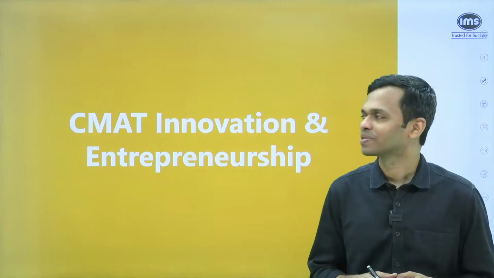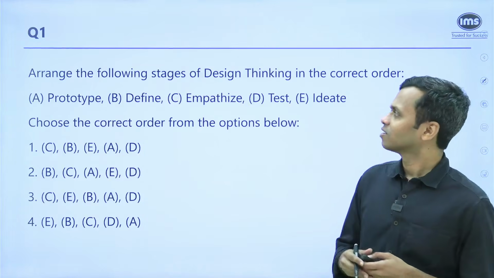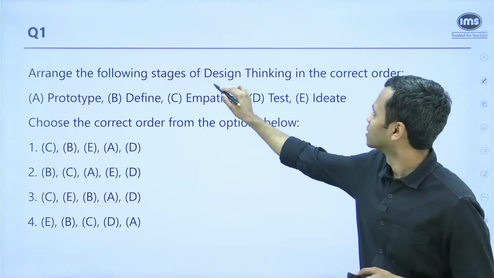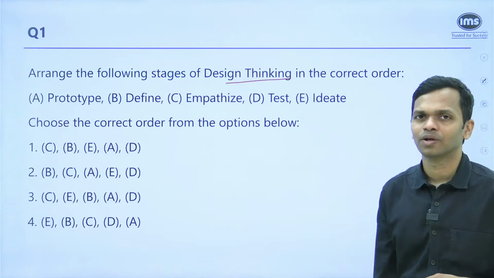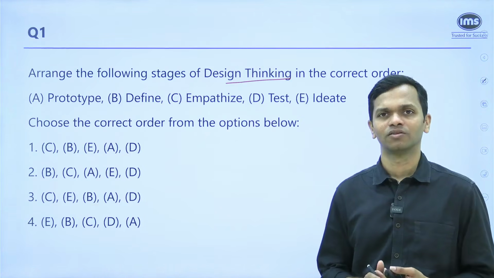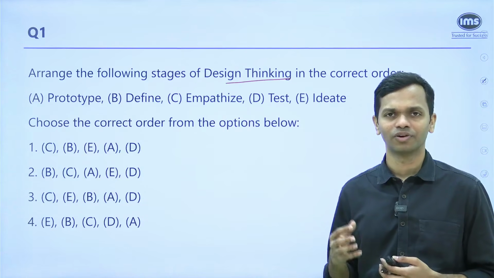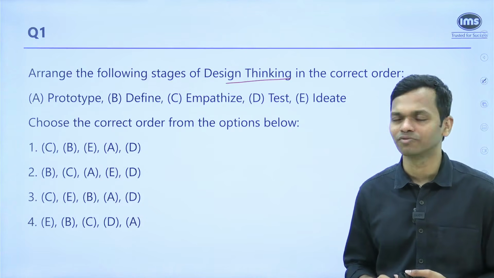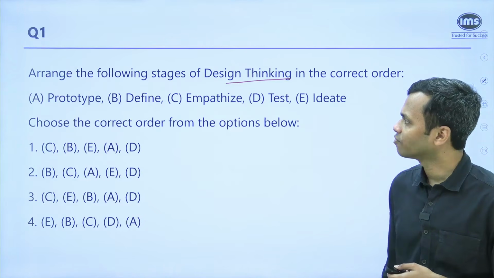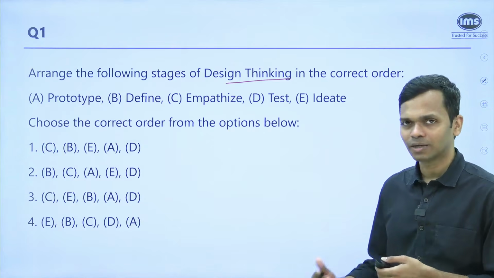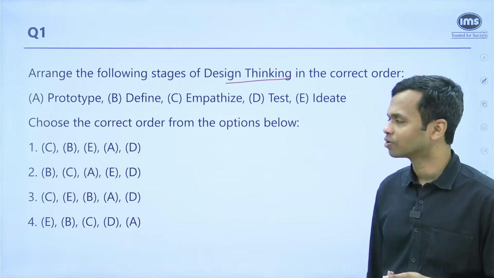Let's get started. So the first question says, arrange the following stages of design thinking in the correct order. Now design thinking is a problem solving methodology, but more used in the context of developing a particular product or a service. So there are 5 elements to it, or 5 steps. You have to put them in the right order.